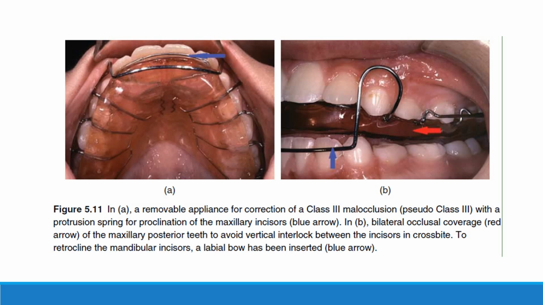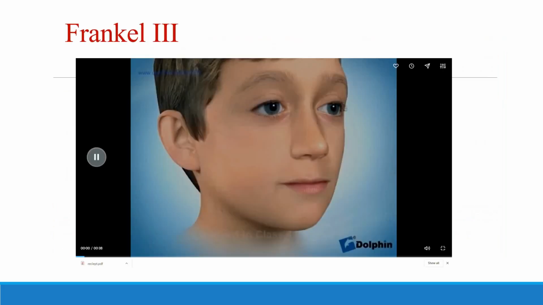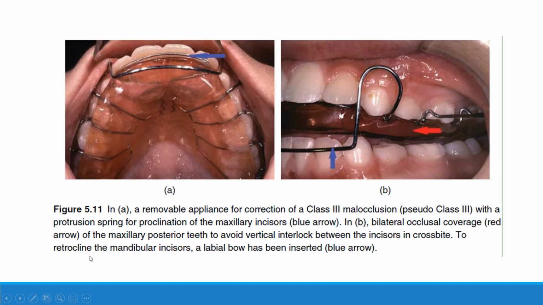An additional labial bow for the mandibular incisors may also be incorporated into the acrylic plate in order to recline the mandibular incisors and to make it more difficult, like here, for the patient to achieve another shift of the mandible during treatment.